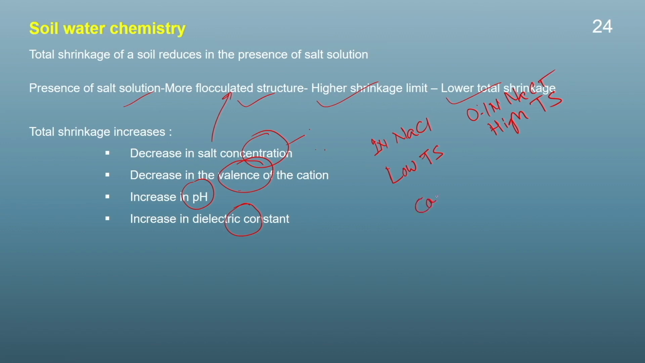If we take calcium and sodium ions at the same concentration, then for calcium the total shrinkage will be low, and for sodium it will be high. Similarly, we can compare with the pH. Therefore, any factor which changes the particle orientation also changes the shrinkage behavior. The more flocculated the structure, the higher the shrinkage limit and the lower the total shrinkage; the more dispersed the structure, the lower the shrinkage limit and the higher the total shrinkage.